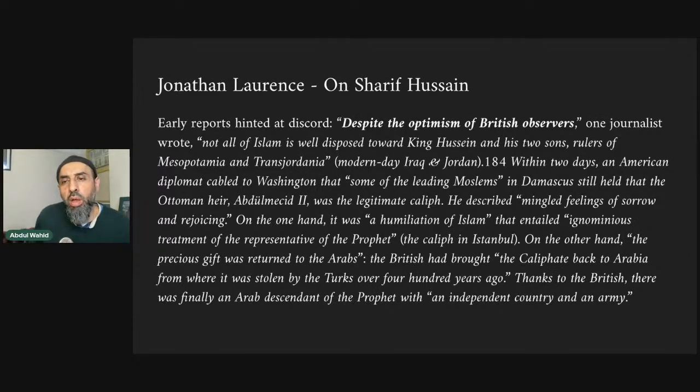Actually, though, the British were skeptical as to whether or not Sharif Hussein had soiled his credibility. Early reports showed discord, despite the optimism of some British observers. One journalist noted, not all of Islam is well disposed to King Hussein and his two sons, the rulers of Mesopotamia, Iraq, and Transjordan, which becomes Jordan today. Within 2 days, an American diplomat had cabled to Washington saying some of the leading Muslims in Damascus still held that Abdul Majid II, the last Khalifa, was still the legitimate Khalifa. And so they were angered by the fact that Sharif Hussein was declaring himself as Khalifa. They saw it as a humiliation for Islam, and he's capitalizing on that. So the idea that the caliphate had gone back to Arabia was not really one that took off.